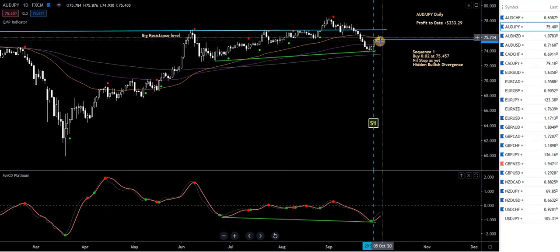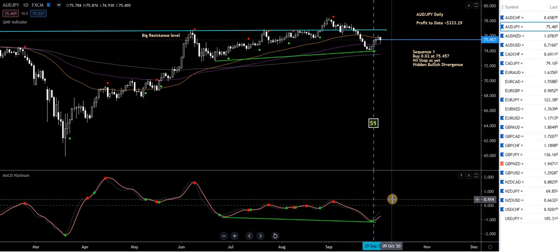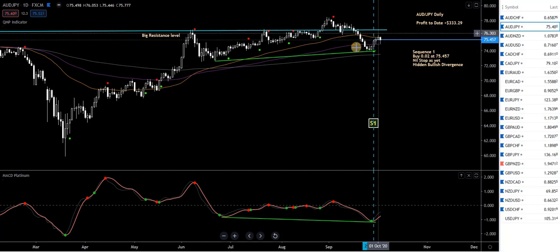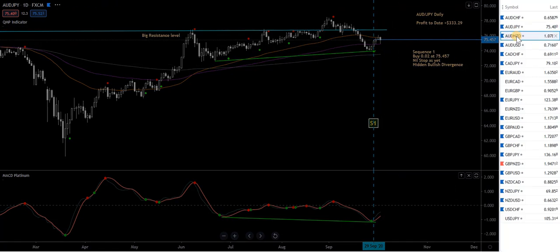Not to say I might not, if this went up and the MACD platinum came above the 0 level, then I'd look at probably closing out half, then putting a stop in place. But at this time, no.